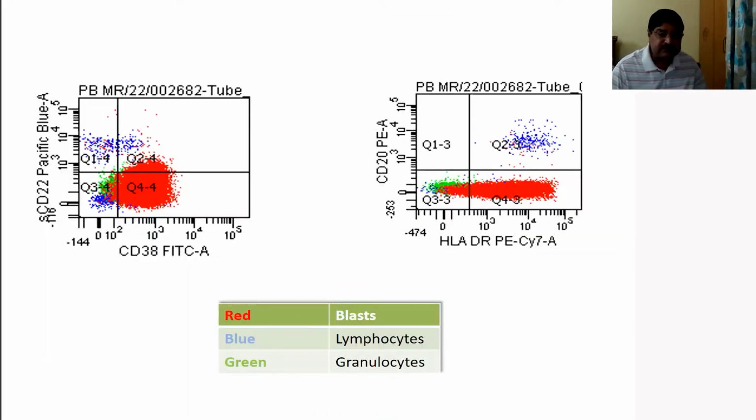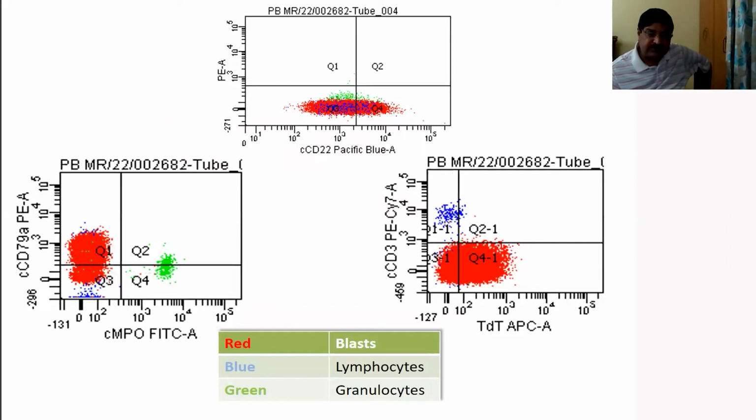And here you see that the cells are CD38 positive, the Q4 quadrant. Then the cells are HLA-DR positive, and they are negative for CD20 and negative or maybe dim for surface CD22. CD22 is a B cell marker. And here you see that the cells are cytoplasmic CD79a positive and positive for TdT, which is again a cytoplasmic marker. So with this, you can make a diagnosis. This is a B-ALL, which is CD10 negative.